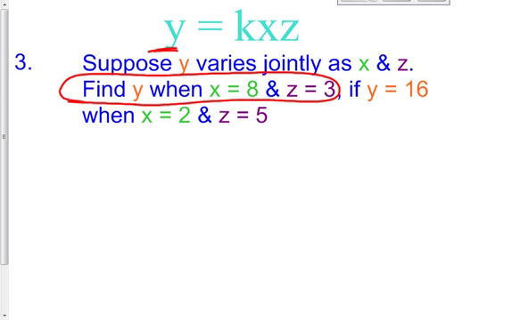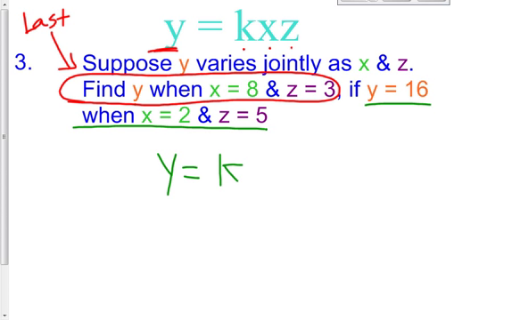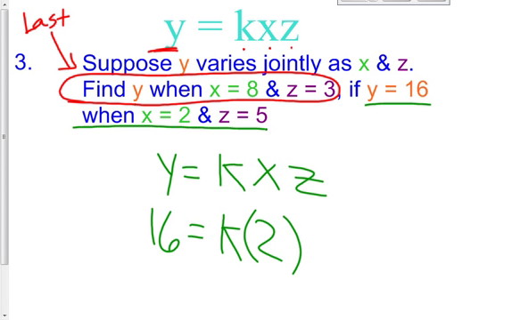If we want to find y, we first have to know what k is. If we want to find what y is, we're going to multiply k times x times z. Well, we don't know what k is, so let's save this for last. We first want to find what our k value is. So we're going to use this part in green to find our k value. If y equals k times x times z, y is 16. So let's put that in there. That equals k times x, which is 2, times z, which is 5.